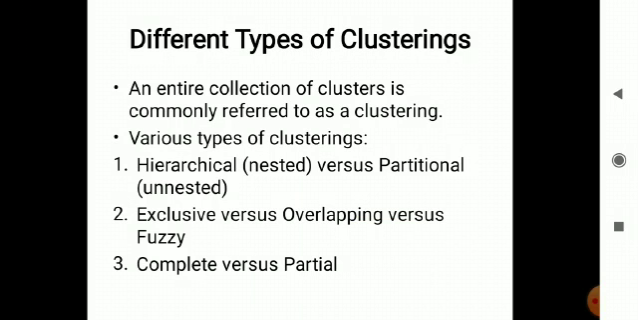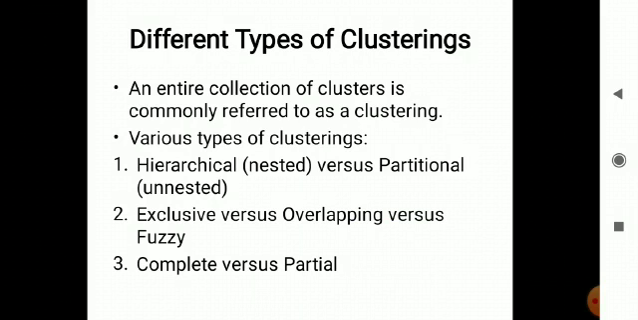The next thing we are going to discuss is the different types of clustering. An entire collection of clusters is commonly referred to as a clustering. That means earlier we discussed the 20 data objects divided into 2 clusters, or 4 clusters, or 6 clusters. The collection of all these clusters together, the collection of 2 clusters, or of 4 clusters, or of 6 clusters, is nothing but a clustering.